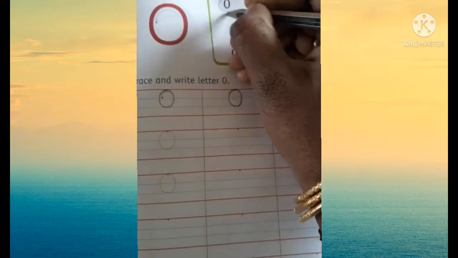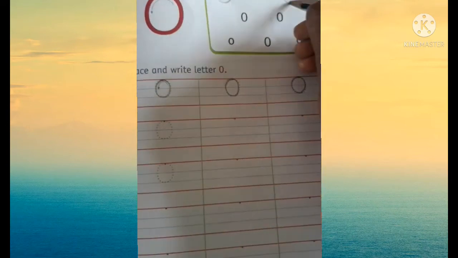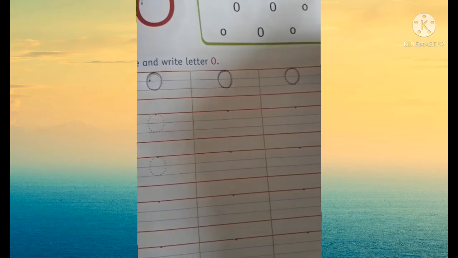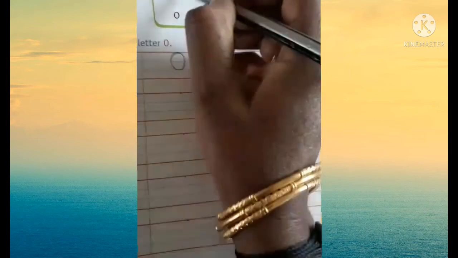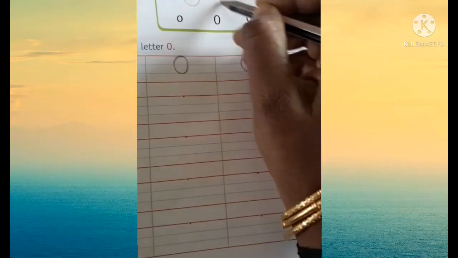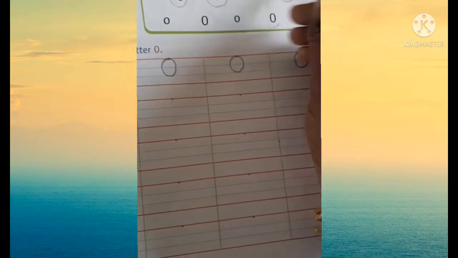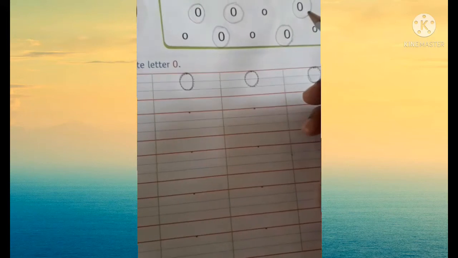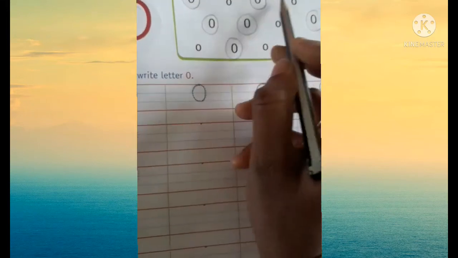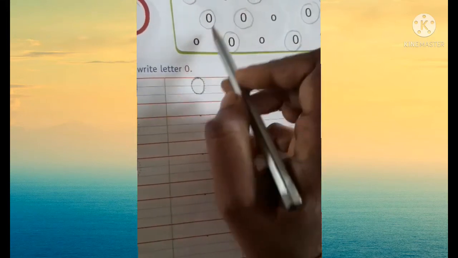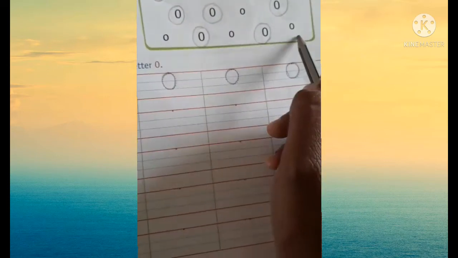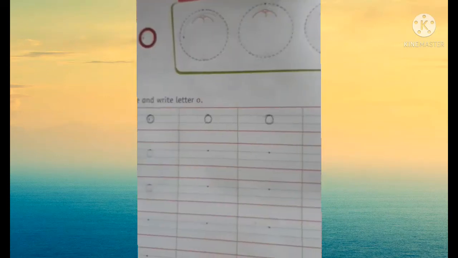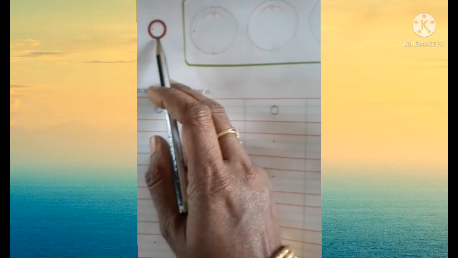Big letter O. This is big letter O. Capital letter O. These are small O, small letter O. Okay, children. Next is small letter O.